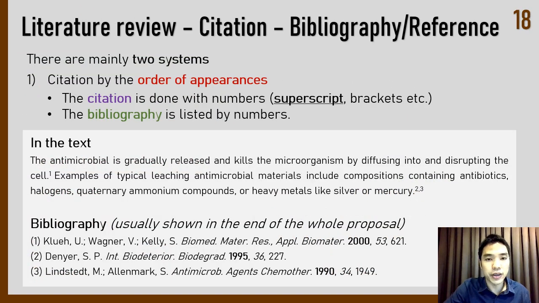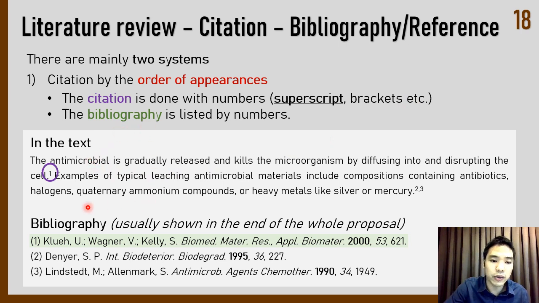Okay, a literature review consists of two parts: the citation part and the bibliography or reference part. There are two main systems to do this. The first system is citation by the order of appearance, where you start with number 1 and then 2, 3 as you move along the text. So the citation is done with numbers, mostly as a superscript. As you look at this example here, number 1 is next to the sentence, or it could be in brackets as well, and so on.